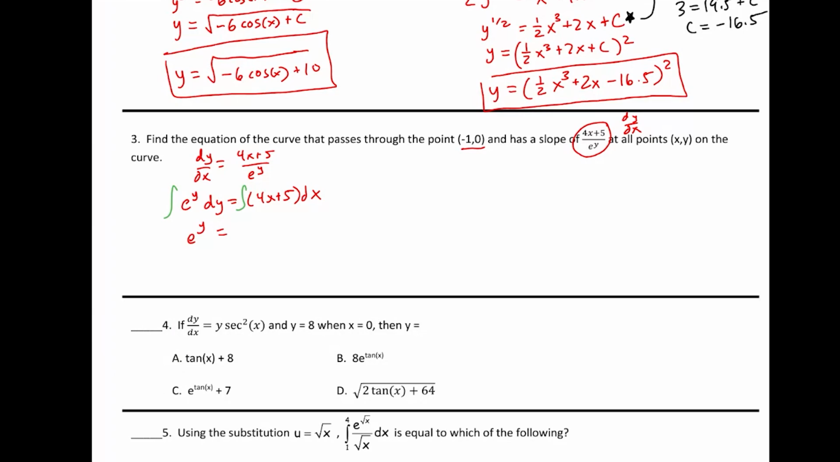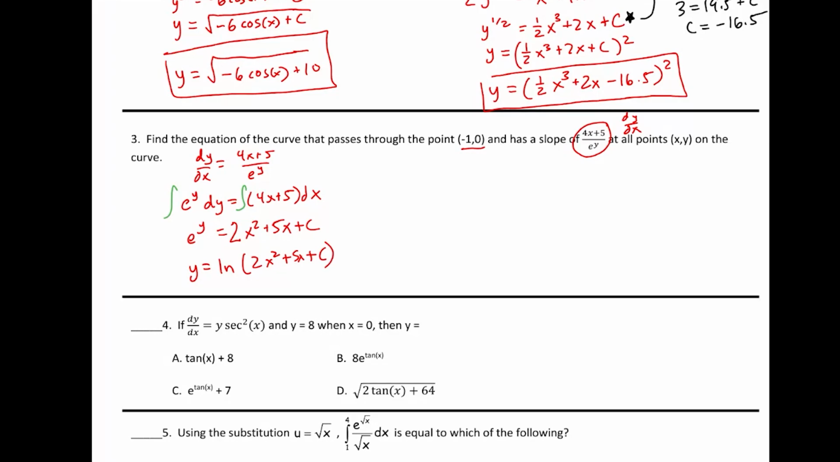Equals, let's see, x squared, 4 divided by 2 is 2, so 2x squared plus 5x, and then we have our plus c. Next, to isolate y, we're going to take the natural log of both sides, and so I get y equals the natural log of (2x squared plus 5x plus c). So that's my general solution.